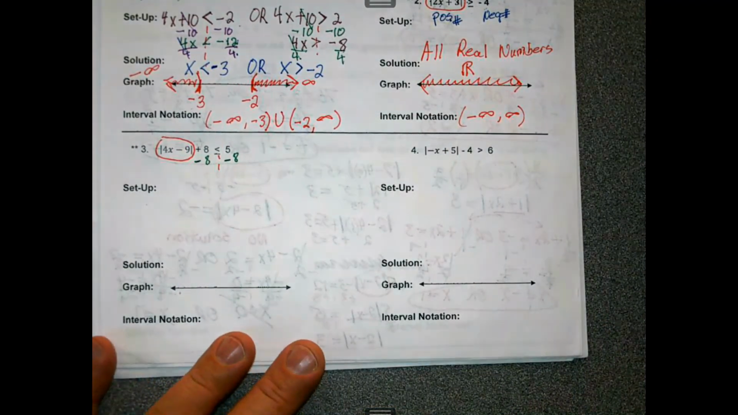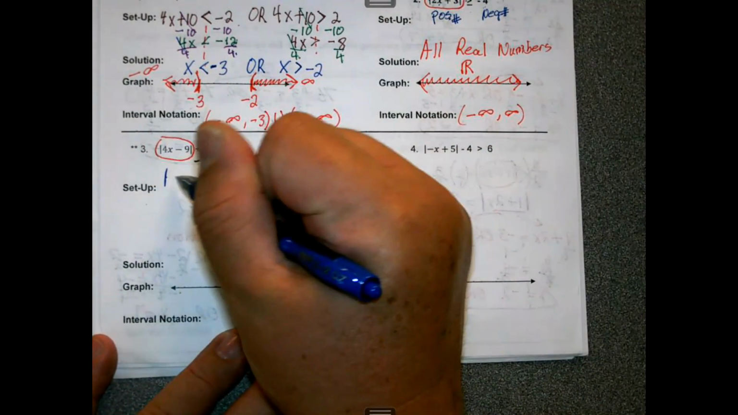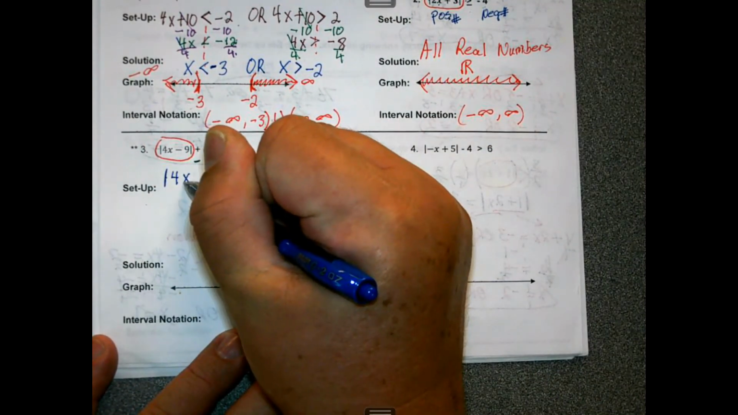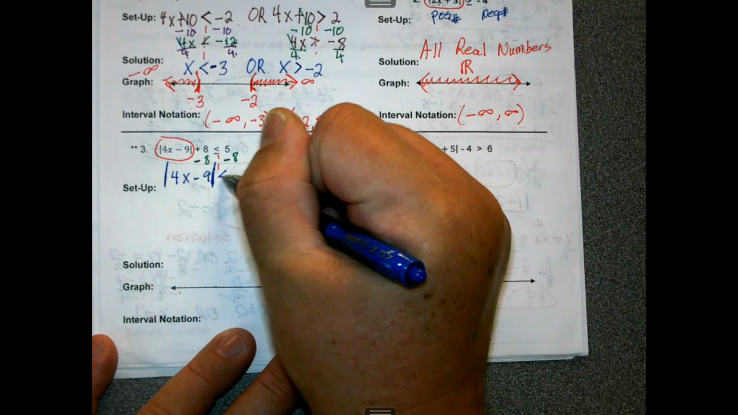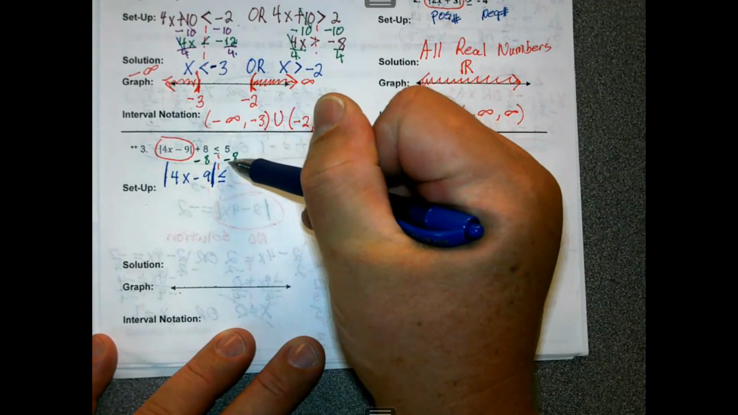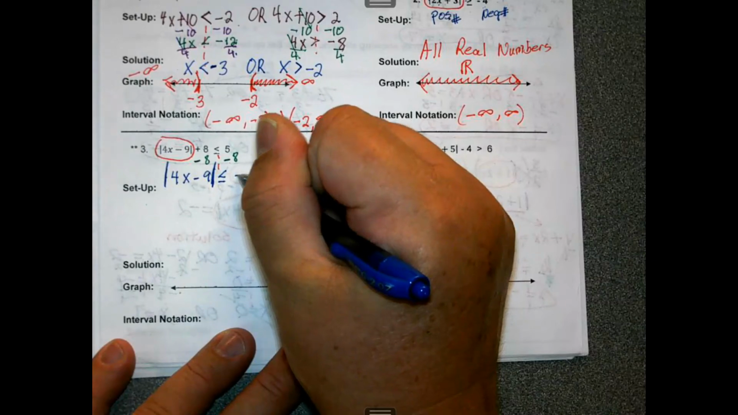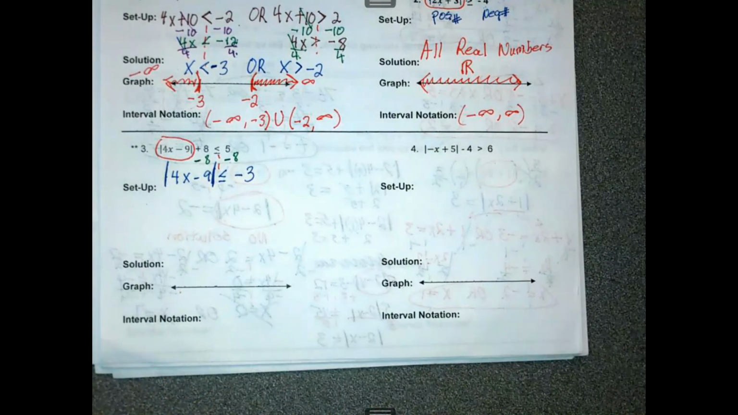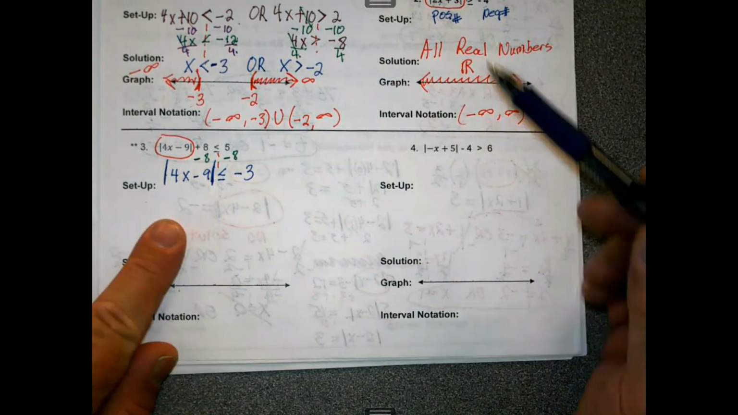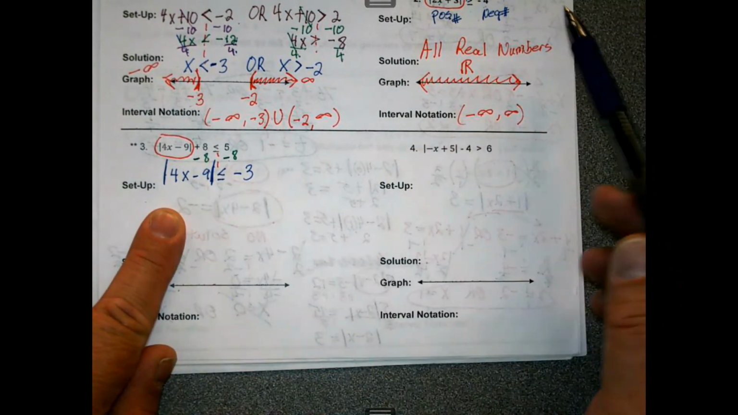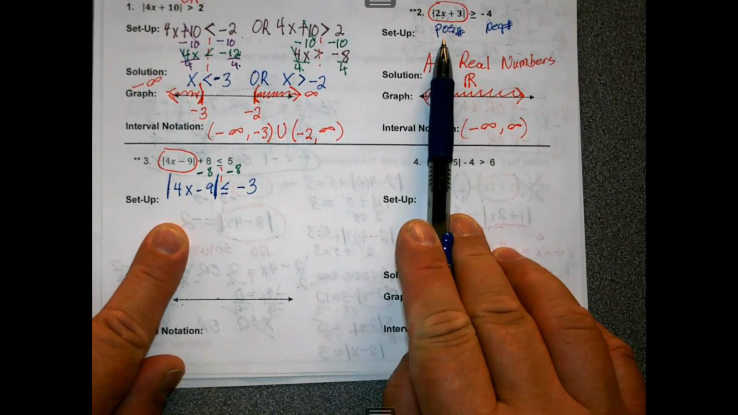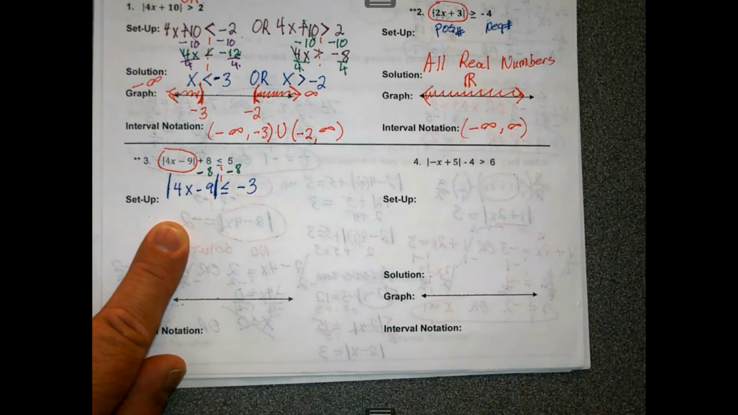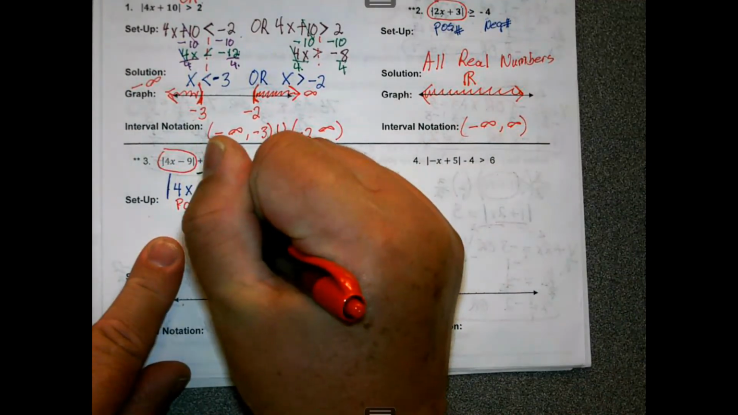Now what do I get? Well, I get the absolute value of 4x minus 9 is less than or equal to 5 minus 8. Gives me -3. Remember what we said about absolute value symbols, right? Anything coming out of absolute value symbols is what? Positive number, right? So this time, we're going to get a positive number just like up here.